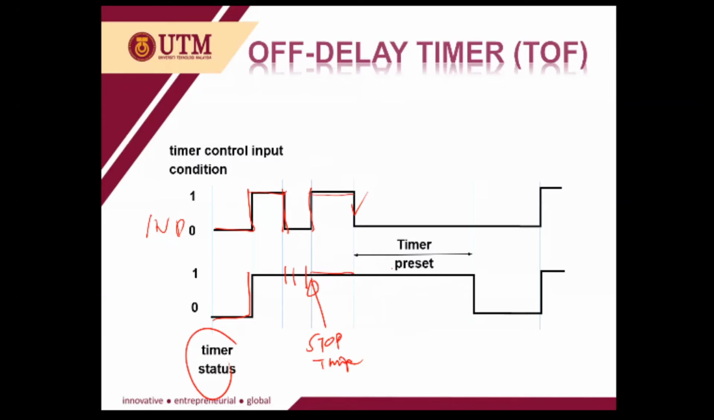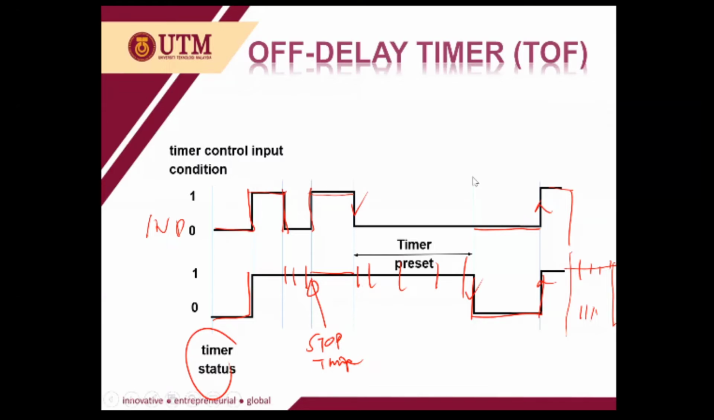Then you switch off, it starts counting. 1, 2, 3, 4, 5. Then only it will switch off the output. As long as the input is low, the output will be low for the timer. When the input goes high, the timer will go high again. When you go down, the timer will start counting 1, 2, 3, 4, 5. After 5 seconds, then only it goes down. Okay? So it's called off delay timer. It delays the switch off.